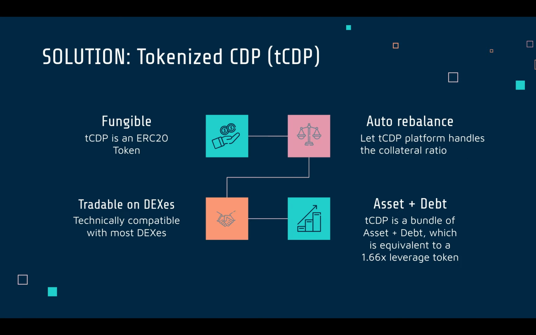The solution is quite simple. We create a shared tokenized CDP, or in short, tCDP, which will automatically rebalance so you don't need to worry about liquidation. And it's fungible. It's an ERC20 token that can be traded directly on decentralized exchanges.